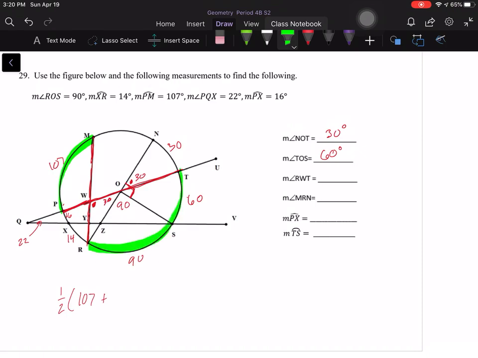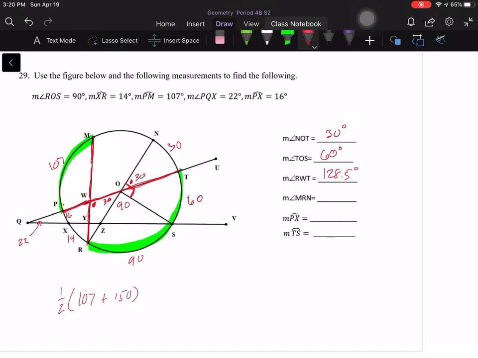Half of that arc plus this arc. So that's where those two red lines meet. So half of 107 plus 150. So 107 plus 150, cut that in half, and it's going to be 128.5 degrees.